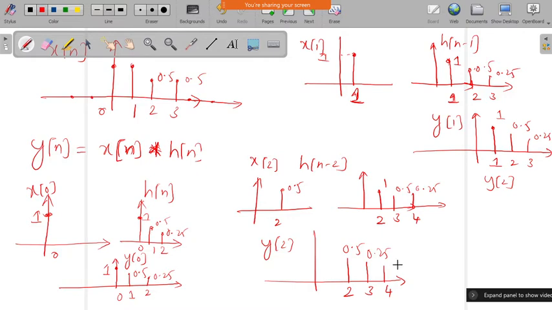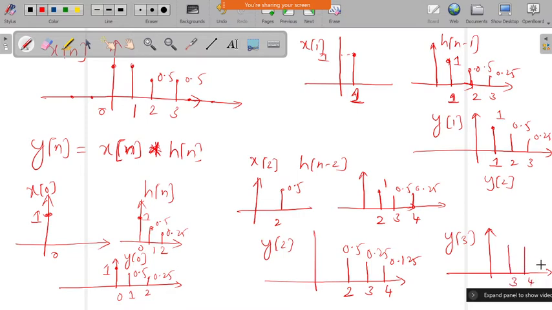Is it 0.125? Yes, sir. Okay. So that is the y of 2. Now similarly, I'll write y of 3 directly. You can write x of 3 and h of n minus 3. So n minus 3 will be starting from 3, and then x of 3 will be 0.5. So now the result is same but shifted by 1 unit.